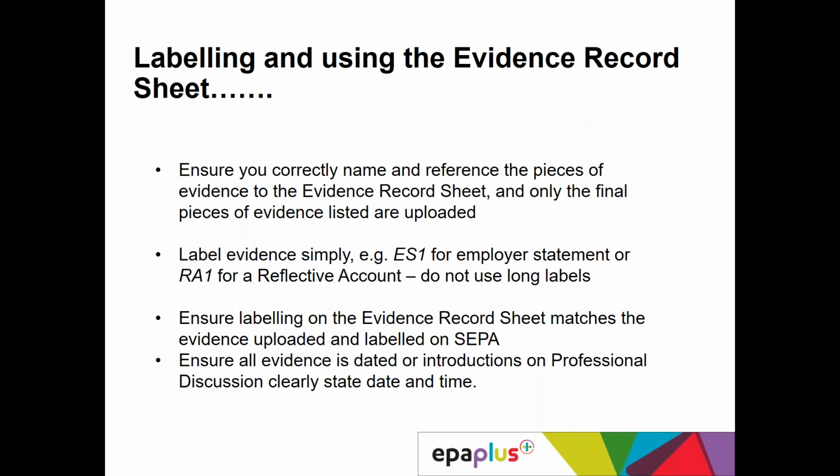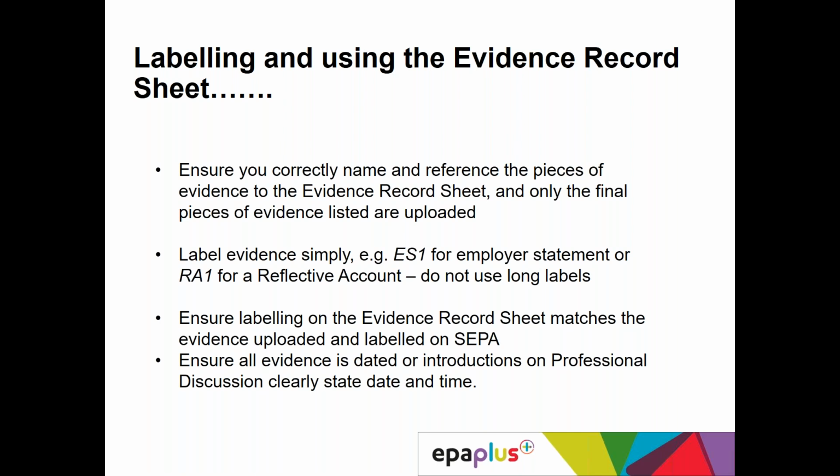Label evidence simply. So employer statement 1 for an employer statement, or RA1 for a reflective account. Long labels really don't make a huge amount of sense for us, and we need to use it in our mapping documents, potentially for EQAs to come in and have a look. And if we're looking at references like VQX 4001-1, it really does make it quite difficult to start mapping it in and space. So if we can keep that simple, it's actually better for both of us.